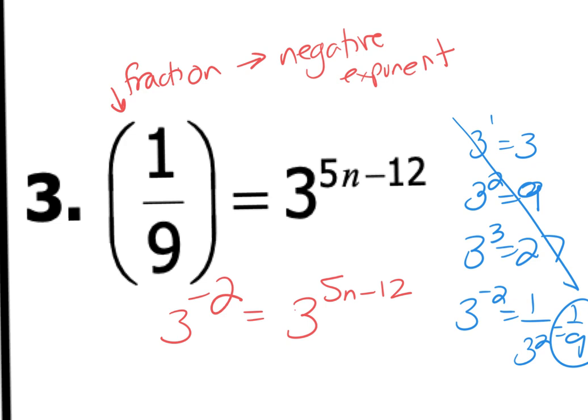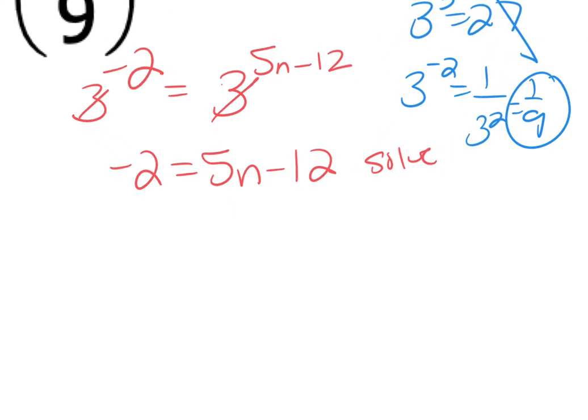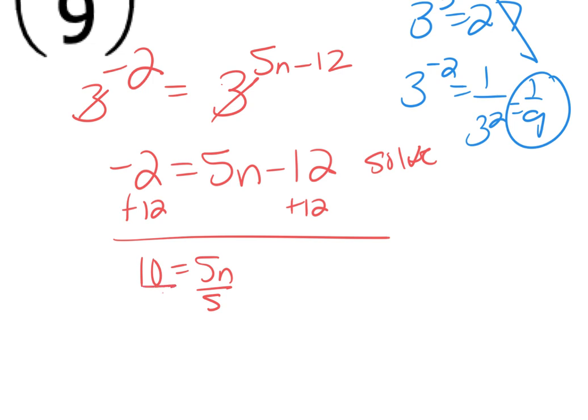And now from here, we'll solve. We've got the same bases. We drop those bases, so my 3's cancel out. You go negative 2 equals 5n minus 12. And now we'll solve this. So I'm going to add 12. Divide by 5. And we get n is 2.